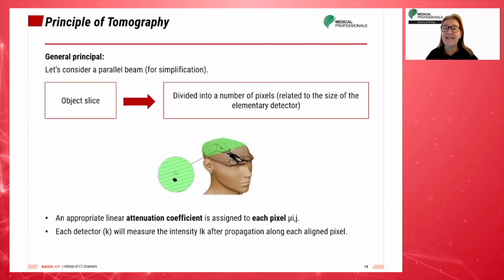A CT scan, or computed tomography scan, makes use of a computer-processed combination of many X-ray measurements taken from different angles to produce a cross-sectional image of specific areas of a scanned object, allowing the user to see inside the object without cutting.